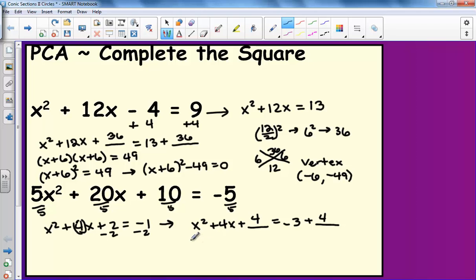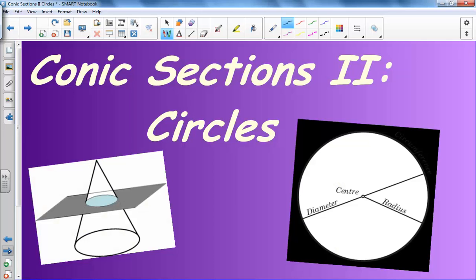So when I factor this, I'm going to get x plus 2 twice is equal to negative 3 plus 4 is 1. And then I'm going to move that over. X plus 2 squared minus 1 equals 0. There's my vertex form, and my vertex point would then be at negative 2, negative 1. Because this is going to come up later, we're going to practice completing the square for circles.